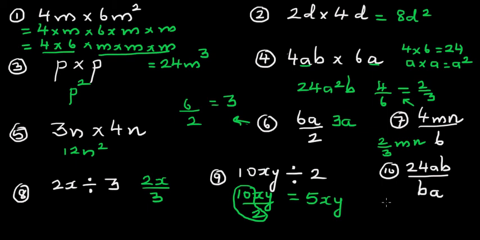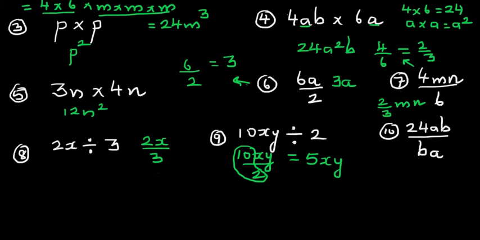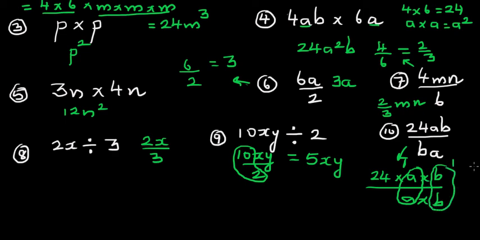And here, let me write it out like this. So this is 24 times A times B, and this is the same as A times B. So well, A divided by A is going to be 1, and B divided by B is also going to be 1. So this is basically 24 times 1 times 1, that is 24.